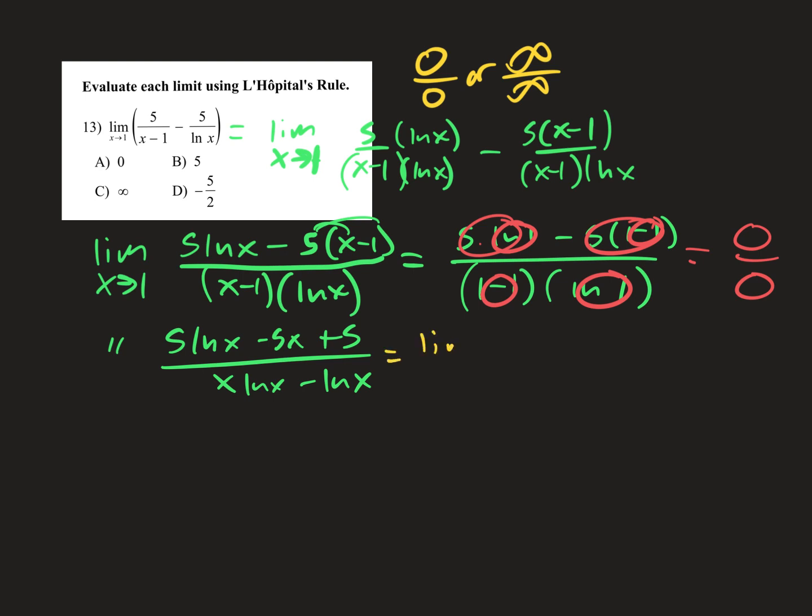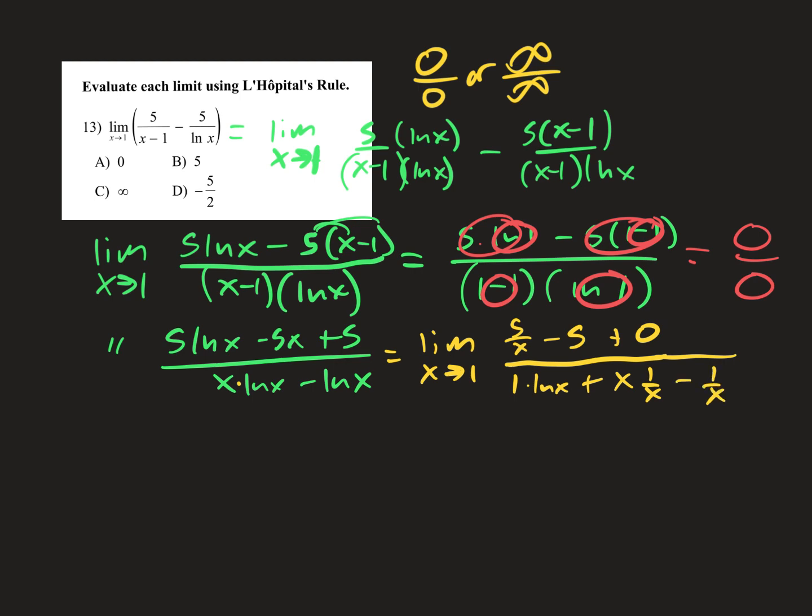To use L'Hopital's now, I'm going to take the derivative of the top, which is simply 5 over x minus 5 plus 0. Over, I have a little tiny product rule here. Derivative of the first is 1 times ln x, plus x times the derivative of ln x, which is 1 over x, and then minus the derivative of ln x, which is just 1 over x. This is just a big old 1, x times 1 over x.